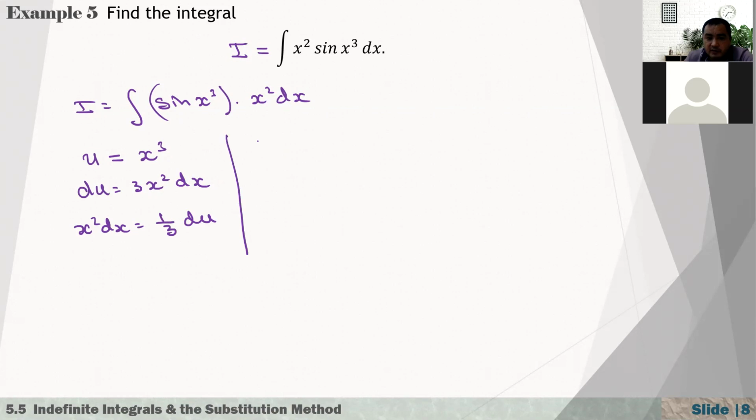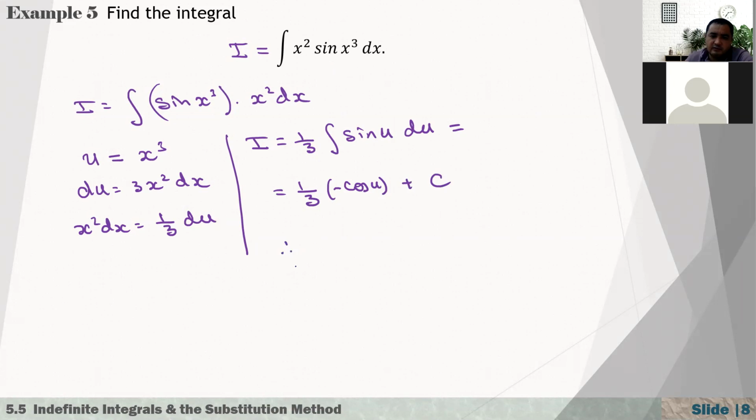Now our indefinite integral becomes 1 over 3, and I keep that outside. Here we have the integral of sine of x cubed, that is sine of u, and x squared dx, that is 1 over 3 du. 1 over 3 is outside, and here we have just du. That is equal to 1 over 3 times, what function's derivative is sine of u? That is minus cosine of u.